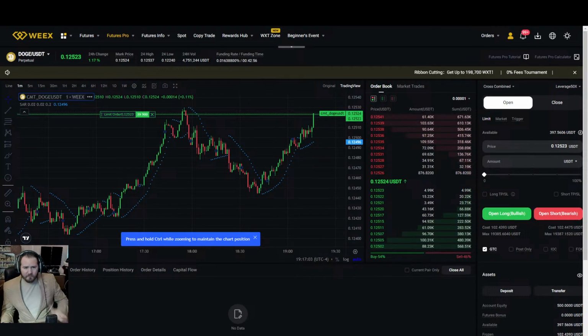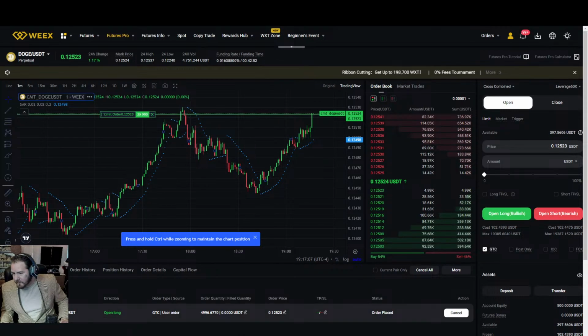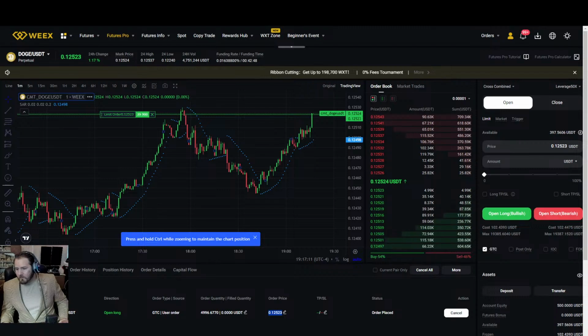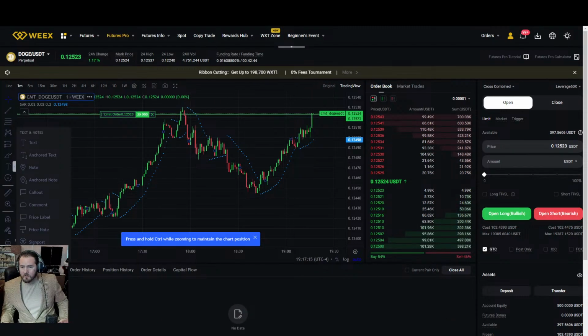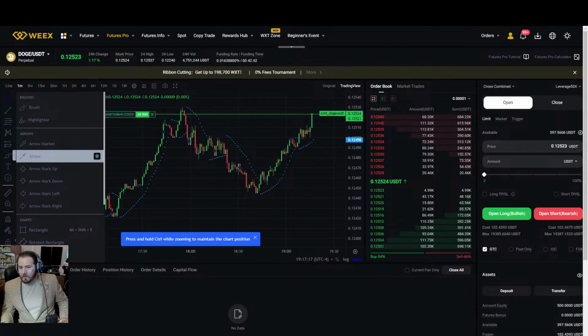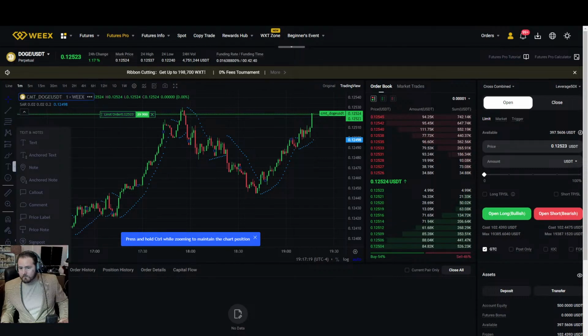I may miss the entry if the price doesn't come back down, but the open position is right here. 12.25. 12.523. So I'm going to try to get the entry. And we're going to add a callout on the chart as well.